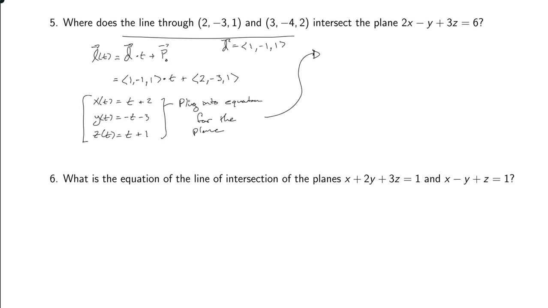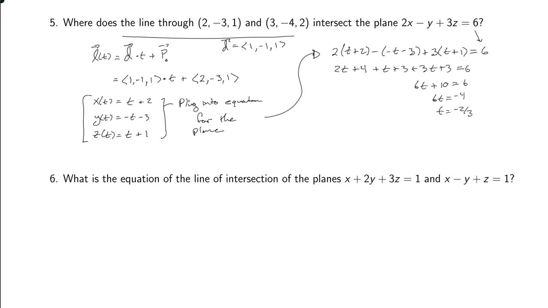Let's do that over here. For x, we're going to plug in t plus 2. Minus, for y, we plug in -t minus 3. And then for z, we plug in t plus 1. This equals 6 right here, right? So we'll go ahead and distribute: 2t plus 4 plus t plus 3 plus 3t plus 3 equals 6. Combine some like terms. We've got 6t plus 10 equals 6. 6t equals -4, so t equals -2/3.